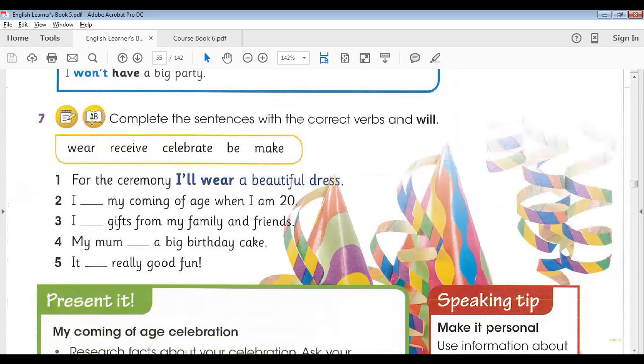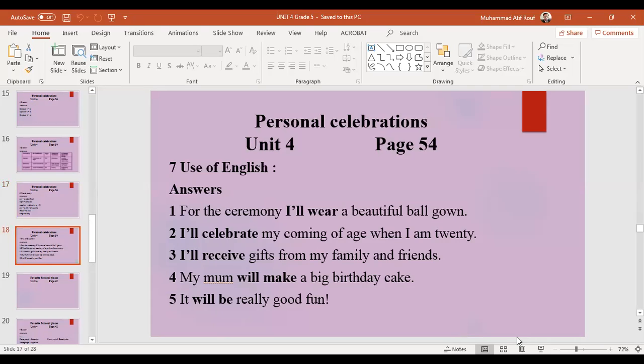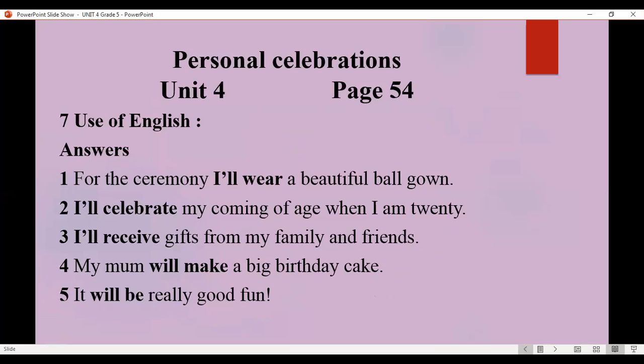Then we started exercise 7: complete the sentences with the correct verbs and will. We have these verbs: where, receive, celebrate, be, and make. These are the base forms of the verbs, and we have these 5 sentences, and we need to use these verbs with the correct form of will. I asked the students to guess the answers. They tried to answer the questions, and then I also displayed the answers, like I'm going to include now. So these are the answers on your screen right now.